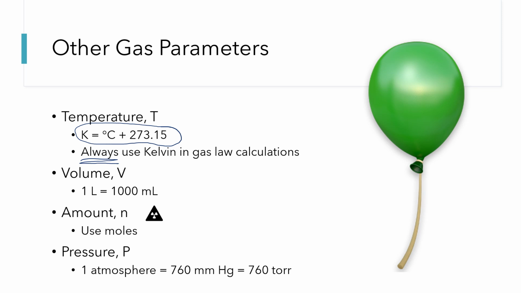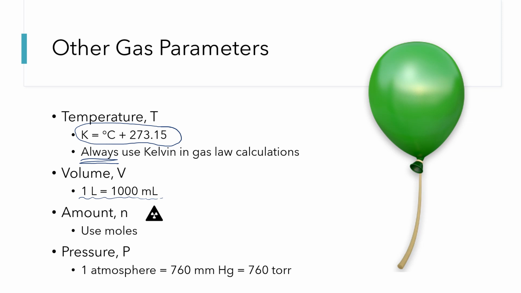Volume, I think we've already done volume quite a bit this semester. So the one thing I just wanted to refresh you all on is that 1 liter is equivalent to 1,000 milliliters. So if you're given a volume in milliliters, you need to move the decimal 3 places to the left to convert that to liters.